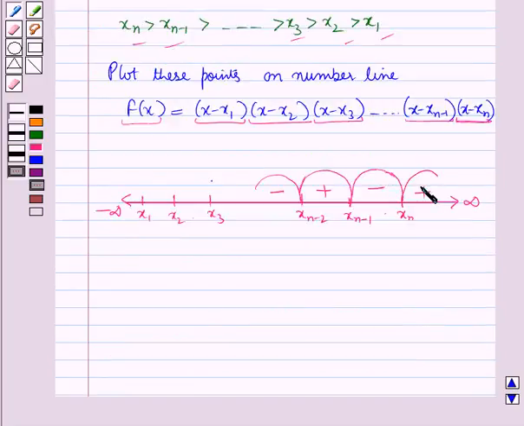Now let us recall the method of intervals, and this is the first step. On the number line, the numbers x1, x2 and so on up to xn are arranged in the increasing order of the magnitude. Then we will put the positive sign in the interval to the right of the largest number. Now here the largest number is xn, so we are putting the positive sign on the right of the largest number. Then in the next interval, that is from right to left, we will place a negative sign and then again the positive sign and then again the negative sign and so on.